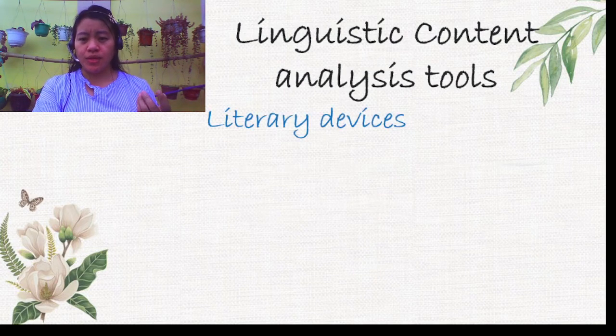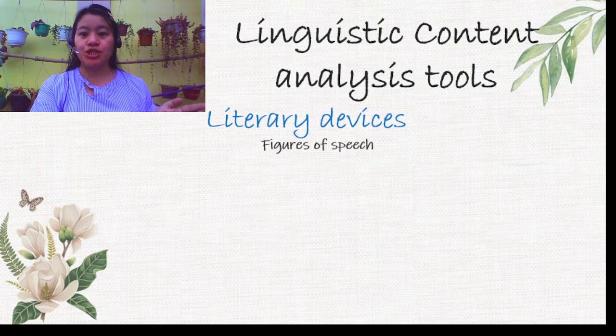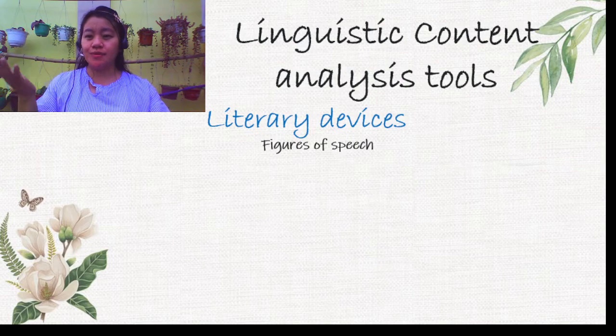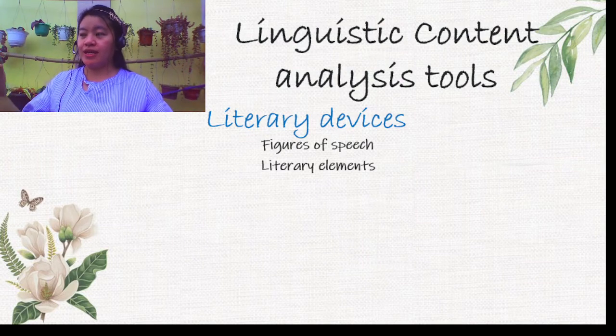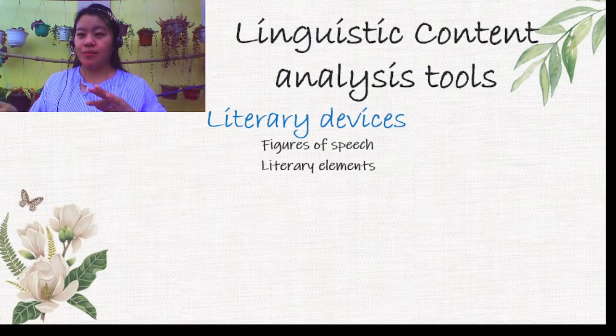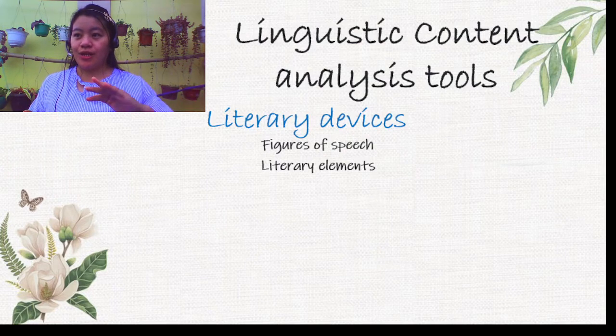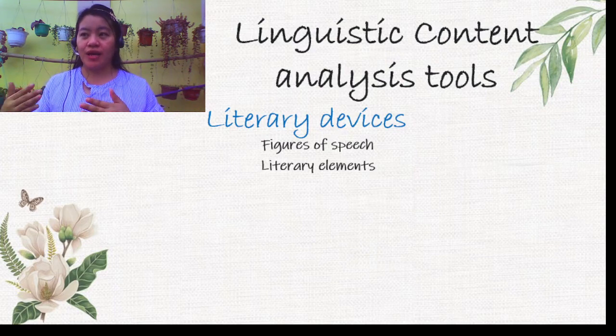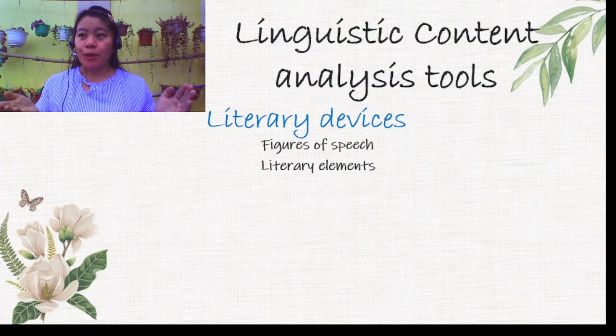So by using literary devices such as figures of speech, similes, metaphor, personifications, literary elements like characterization, plot. How do they go about it? Did they use foreshadowing or a linear plot? How do they develop the characters? How does the author make use of words to give us the setting of that place?